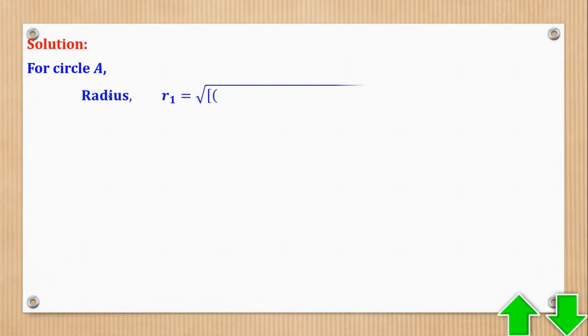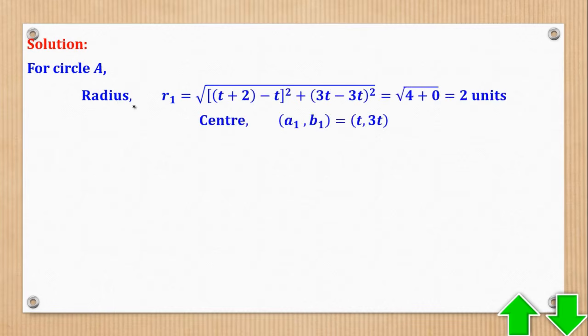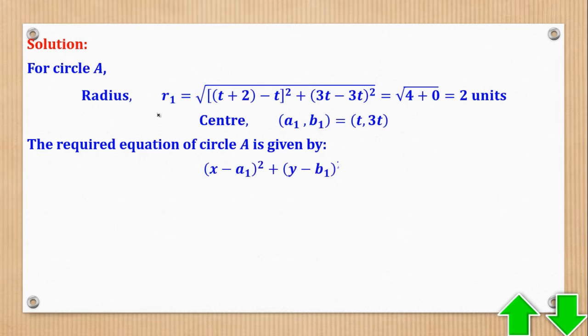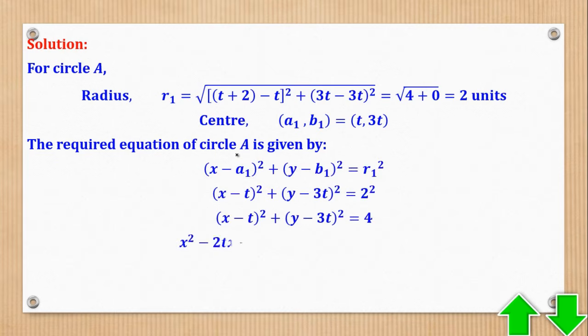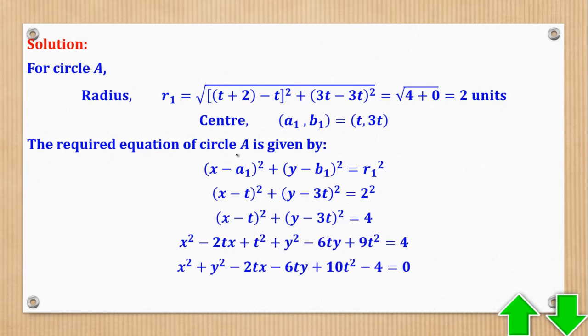So for circle A, radius is given by that, and center will be that. Therefore, the required equation of circle A will be given by that. Remember, this is the general equation, so I'll substitute for radius and for the center to come up with that. So when I expand, I'll come up with that, rearrange to come up with that. So that is the equation of circle A.